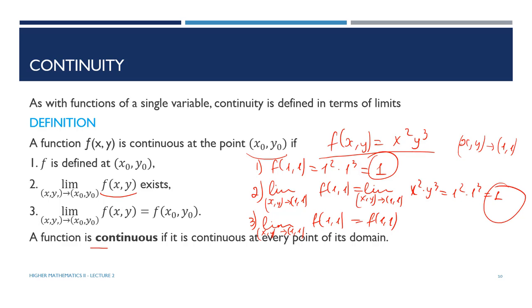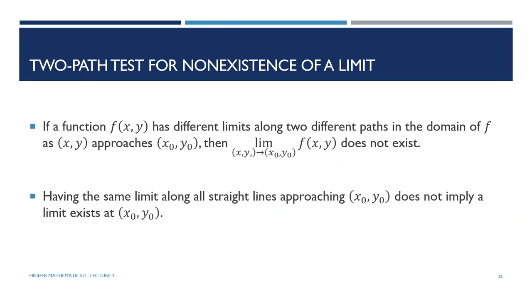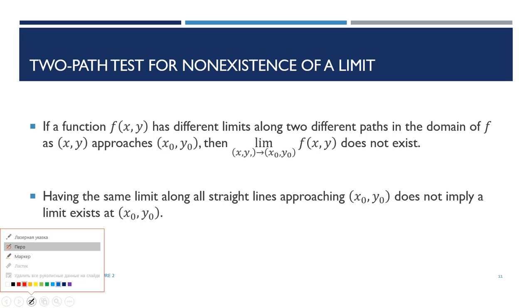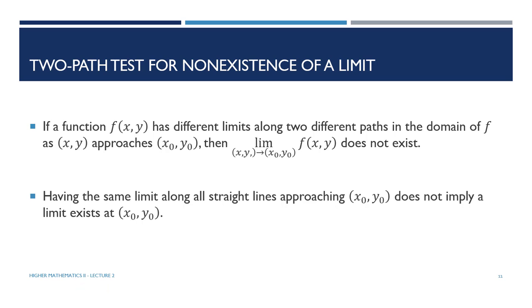And here the interesting one: a function is continuous if it is continuous at every point of its domain. Two-path test for non-existence of a limit. If a function f of x, y has different limits along two different paths in the domain of f, as the point x, y approaches x0, y0, then the limit does not exist.